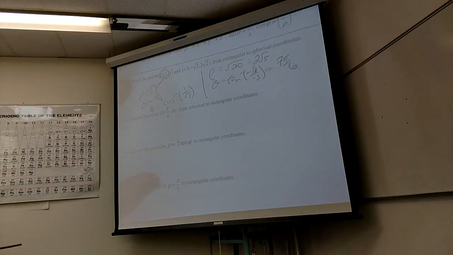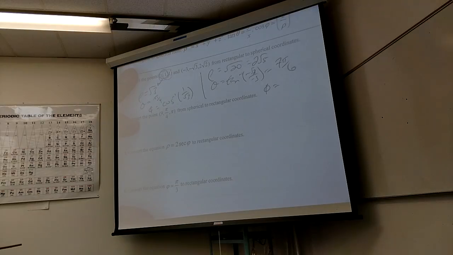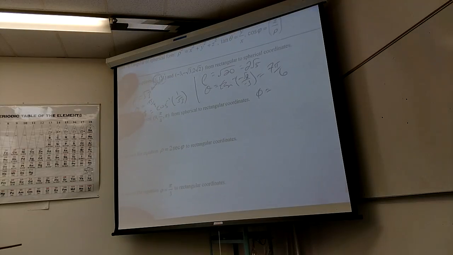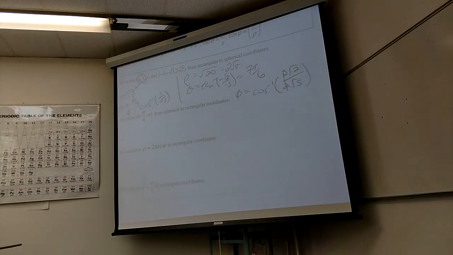If you threw it in your calculator, you got a decimal answer. Let's see that. And then phi, whatever way you feel like saying it. The inverse cosine of z, 2 root 2, over rho, 2 root 5. So the inverse cosine of root 2 over root 5, whatever that is. If you just leave it like that, I'm happy with that. So that's the exact answer.